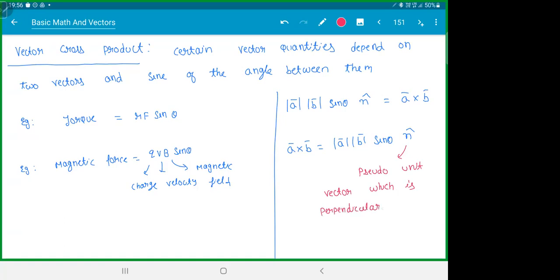Which is perpendicular to both A bar and B bar. So then people said, let's call this thing torque as R cross F. Let's call this thing Q V cross B. So it's always like that. The story is always like you have seen it somewhere and then you're trying to make a formula for that.